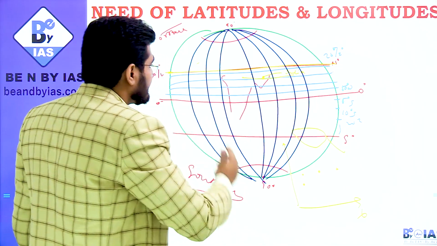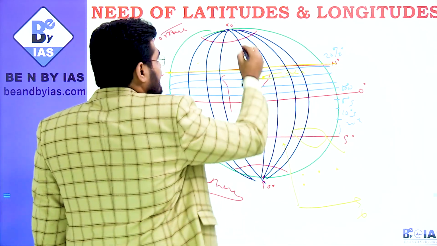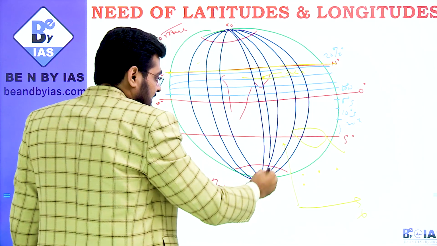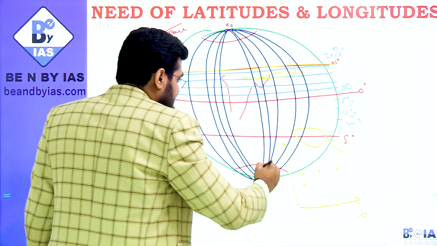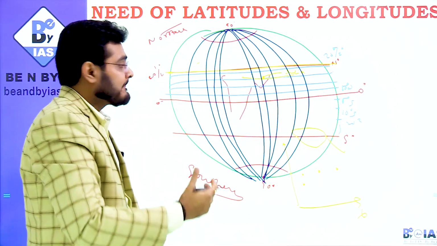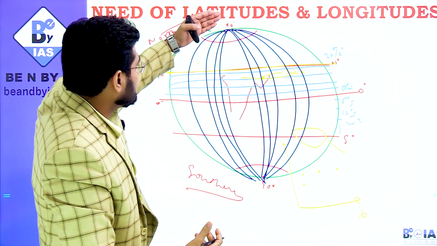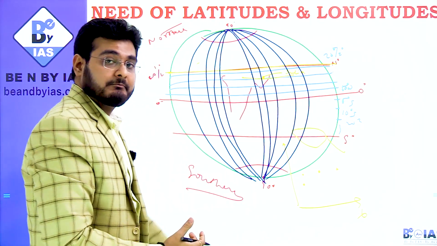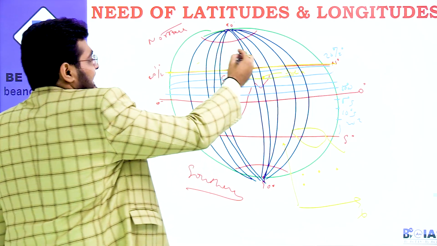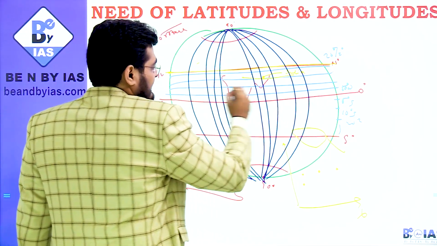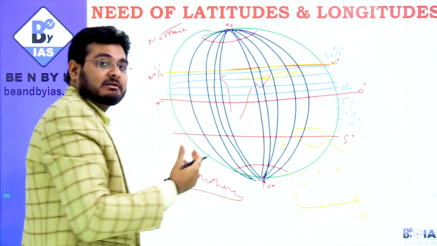I'll tell you all these things in detail. Now just focus on this, that these are the longitudes. Just remember, longitudes, long, so they are connecting from the northern to the southern pole, and latitudes are the concentric circles.